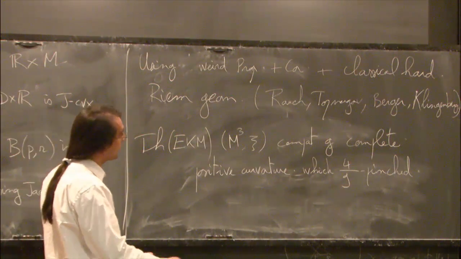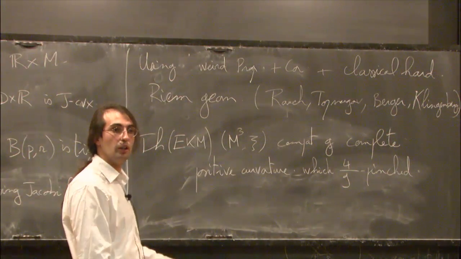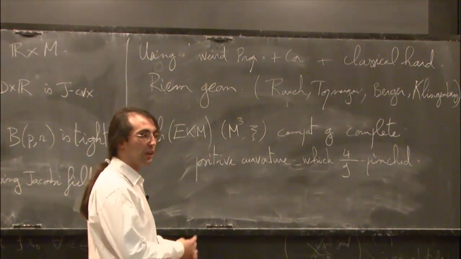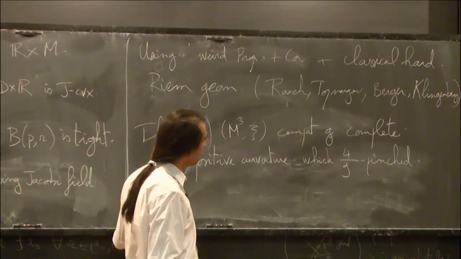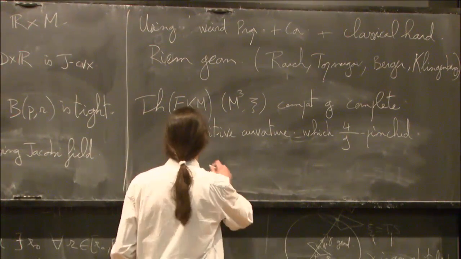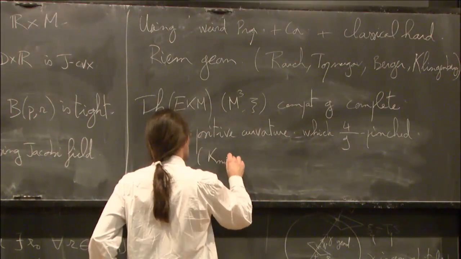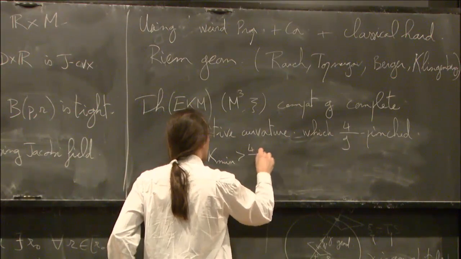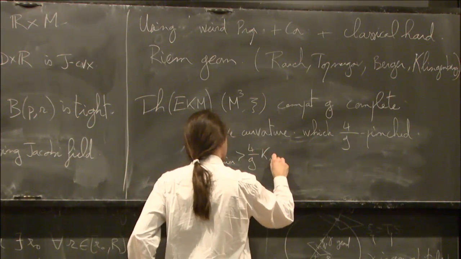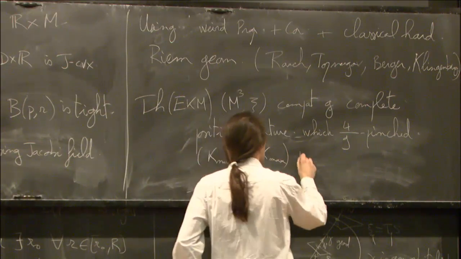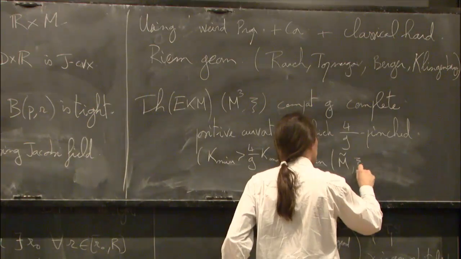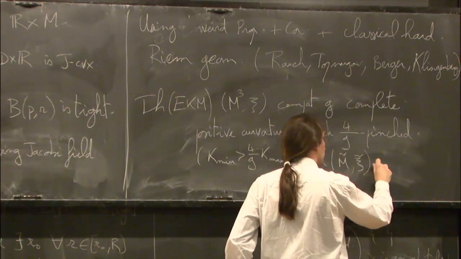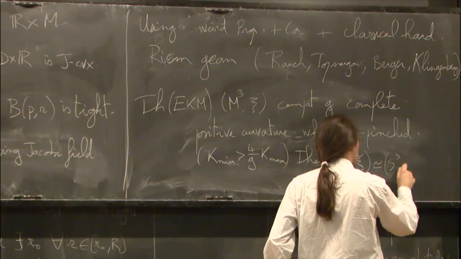So for instance, if the sectional curvature is constant, that's good. But then you're allowed to have non-constant sectional curvature up to this 4/9 ratio. So this means K min is bigger than 4/9 K max. Then the universal cover of M equipped with the lifted contact structure is isomorphic to S3 with the tight contact structure.